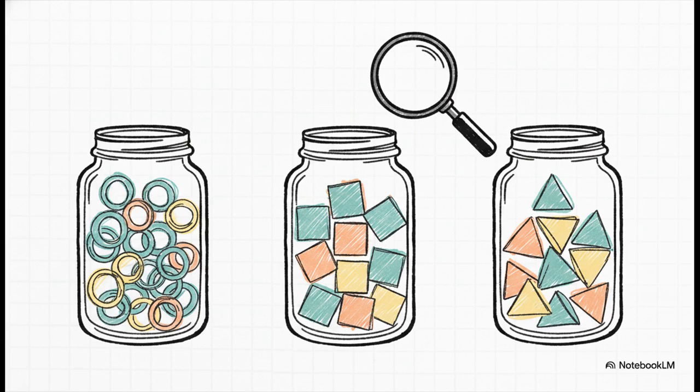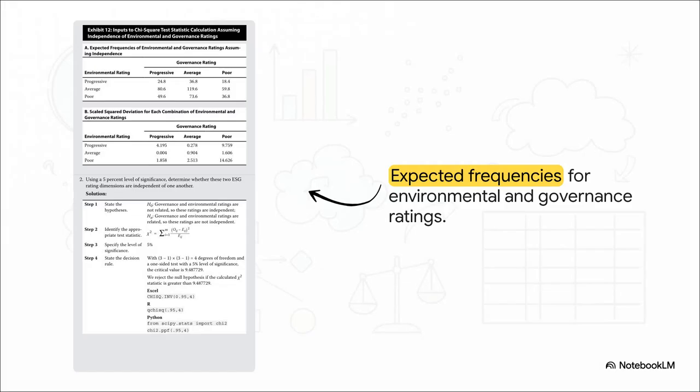So instead of testing for linear correlation, we must test for independence. We want to know, does being in category A affect your chances of being in category B? We solve this puzzle by building what's called a contingency table. Let's say we're looking at different ESG dimensions, environmental ratings versus governance ratings. First, we take our total sample and calculate the exact frequencies we would expect to see in every single cell if the two categorical variables were completely independent of one another. This expected grid essentially acts as our baseline of pure randomness.